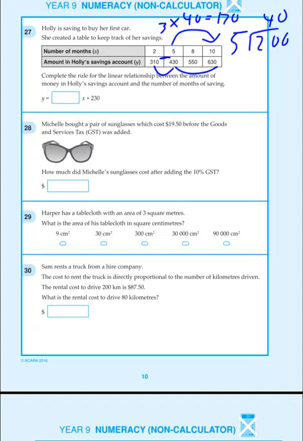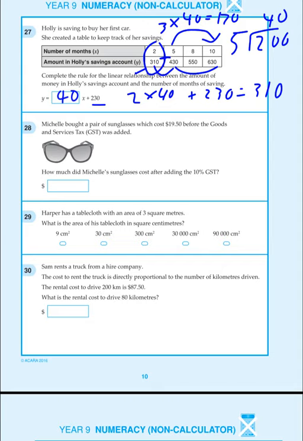So the 40 is how much she's saving per month, plus she had $230 to start off with, which again is confirmed by the number 2 and 310. 2 lots of 40 is 80, and 80 plus your 230 equals 310, which is exactly what she has there. So yeah, we just need to say that she's saving 40 every month.